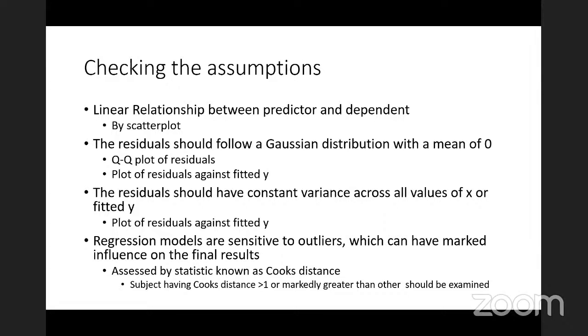Regression models are sensitive to outliers. One of the general recommendations is that subjects having a Cook's distance greater than 1, or markedly greater than others, should be examined. If necessary, they may be deleted.